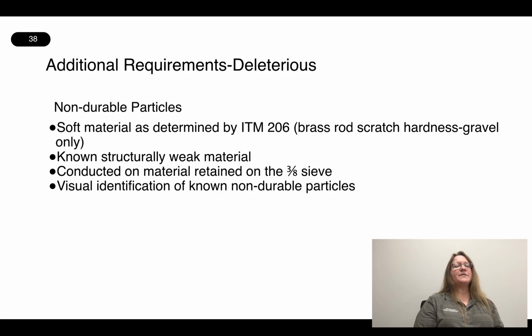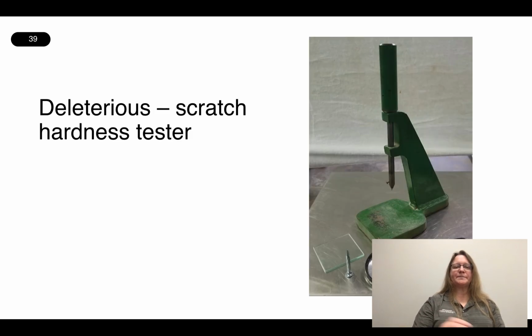So, other requirements in terms of deleterious or non-durable particles. We've got soft material, which is determined by ITM 206, the brass rod scratch hardness test, and then known structurally weak materials. We talked about some of these materials in the last module. These tests are conducted on material retained on the 3/8 inch sieve, and then also visual identification of known non-durable particles.